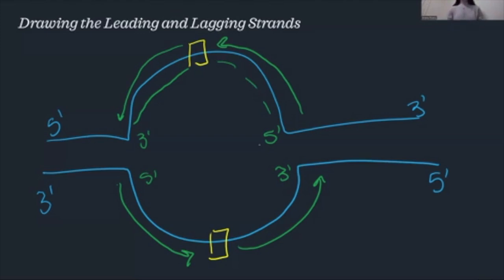Let's look at our bottom strand now. Going 5' to 3', like always, we have our arrows written out. This bottom left one, the arrow is going away from the fork. That's my lagging strand. That's my Okazaki fragments. On the bottom right, my arrow is going into the fork. That's my leading strand. It's a solid line.